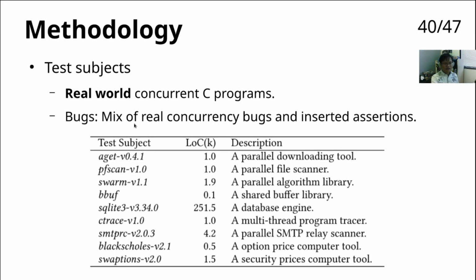Here are the test subjects. They are all real-world concurrent C programs. Most notably, we apply this to SQLite3, which is very big. The other test subjects are from the SAC'22 benchmark and some extra test subjects from previous work.